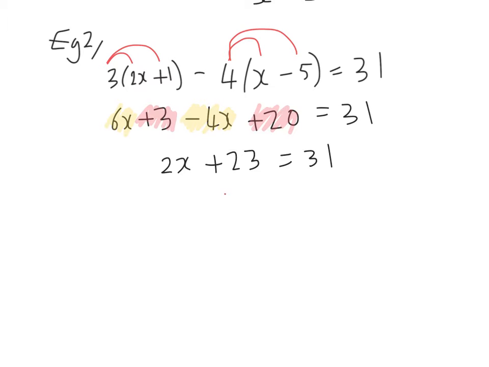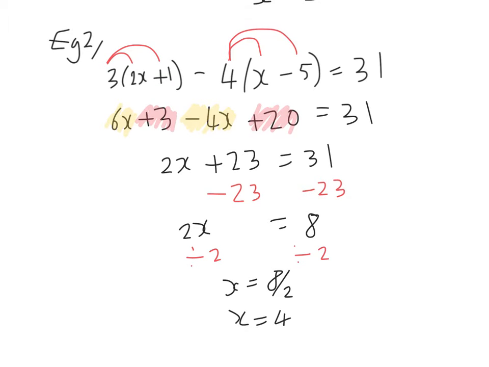We would take 23 off the left-hand side, so it's away from the x's. We've got to do the same thing to the right-hand side. And we're left with 2x on the left-hand side, and that would equal 23 away from 31, which is 8. And if 2x is 8, divide by the number of x's to get what 1x would be worth. So x would be 8 divided by 2, which is 4.